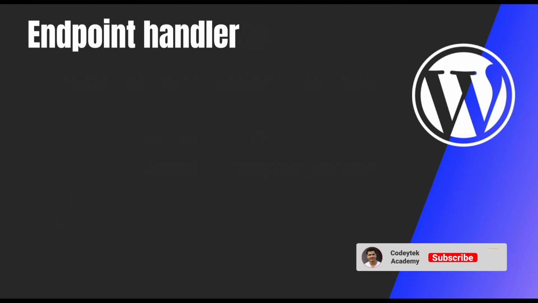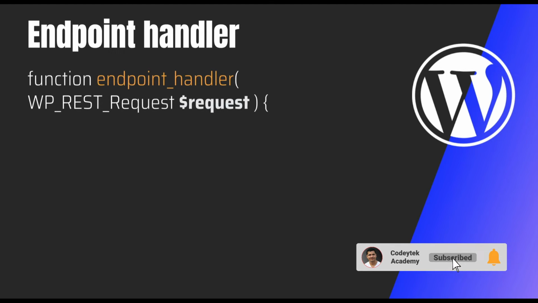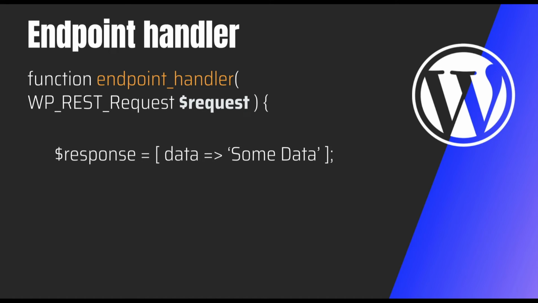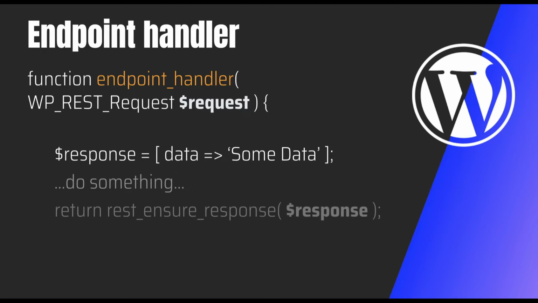All right, now let's see what's there in the endpoint handler. In this function, we have the request available, which is of class type WP_REST_Request, a WordPress class, so we can get access to any parameters that were added. Then we perform certain actions, generate the response, and return it back using rest_ensure_response, which is going to take the data and return it to the user as the response of that API.